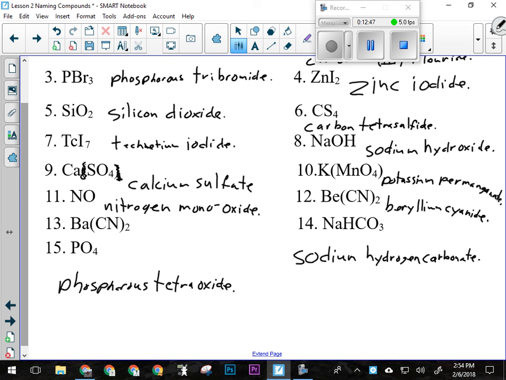That's about as tough as they get in terms of naming. You had a little bit of everything there. There were some molecular compounds, there were some polyatomic ion compounds, there were some ionic compounds that needed Roman numerals, right? So basically you got a little bit of everything. And that's kind of how this is going to go. Any questions on those?